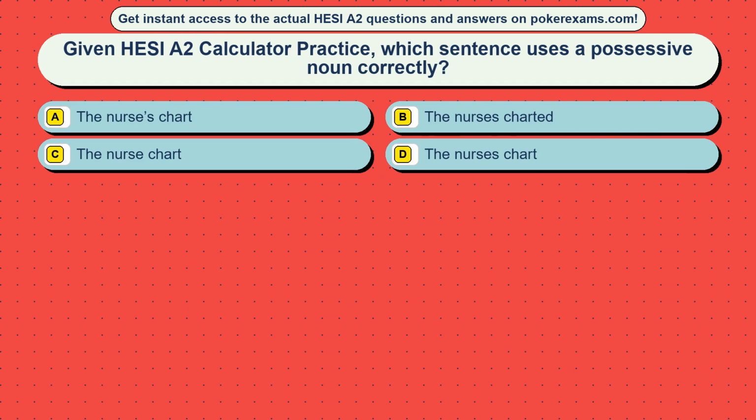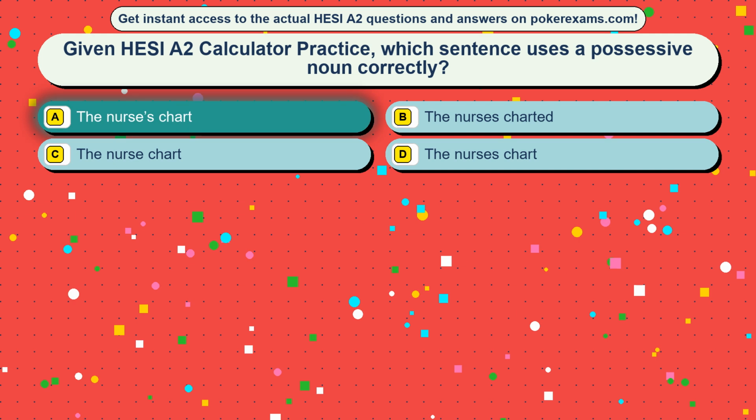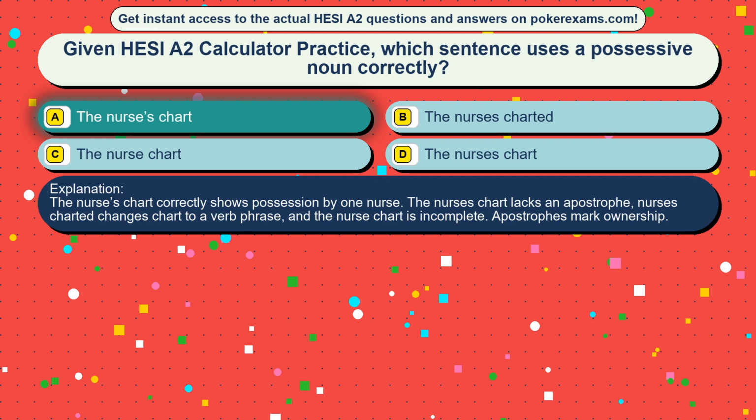Question 18. Given HESI A2 calculator practice, which sentence uses a possessive noun correctly? Option A, the nurse's chart. Option B, the nurse is charted. Option C, the nurse chart. Option D, the nurses chart. The correct answer is option A, the nurse's chart. The nurse's chart correctly shows possession by one nurse. The nurses chart lacks an apostrophe. Nurse is charted changes chart to a verb phrase, and the nurse chart is incomplete. Apostrophes mark ownership.